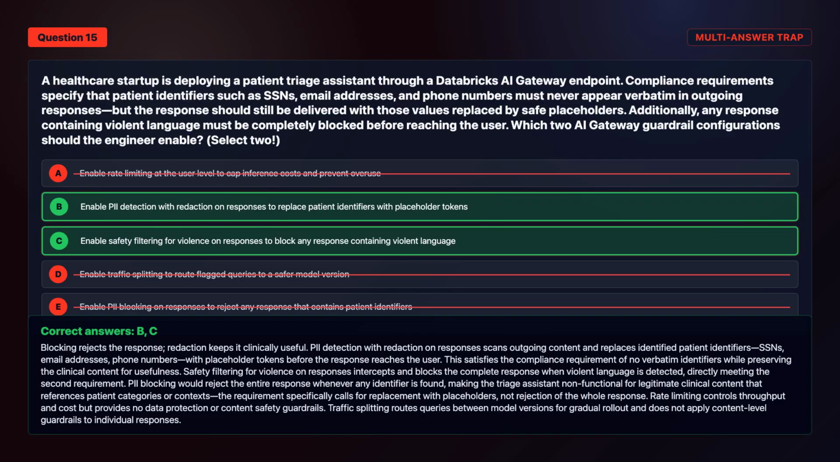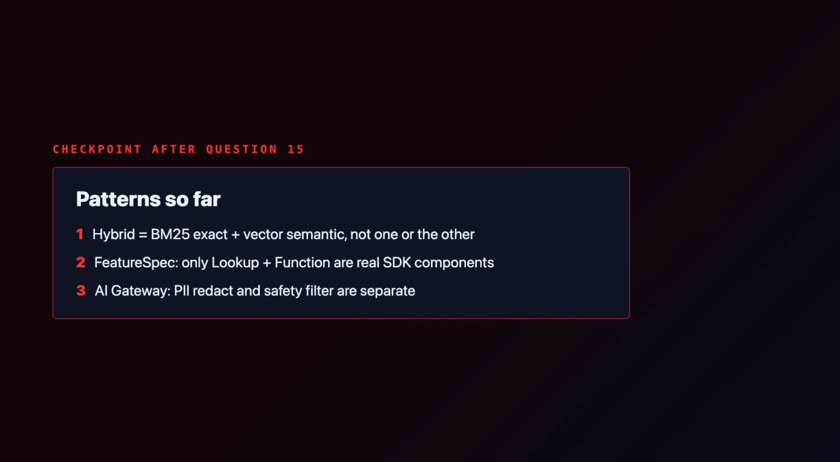Rate limiting controls throughput and cost but provides no data protection or content safety guardrails. Traffic splitting routes queries between model versions for gradual rollout, and does not apply content-level guardrails to individual responses. Hybrid search closes the lexical gap pure vectors leave. Feature spec uses only 2 real components: lookup, and function. Both AI gateway guardrails must be enabled separately: PII redaction for identifiers, safety filtering for violations.